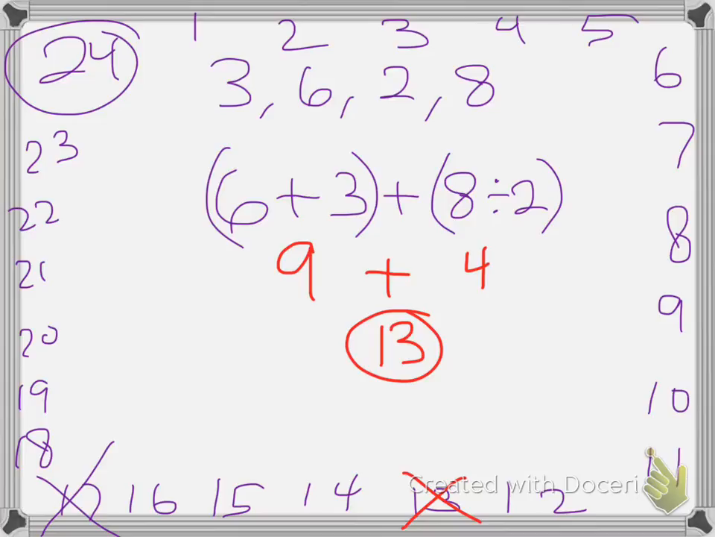Thanks for your work, for your effort. These are the numbers you have to play with, and you have to use all 4 numbers to get the numbers 1 through 24. And we've knocked out 2.